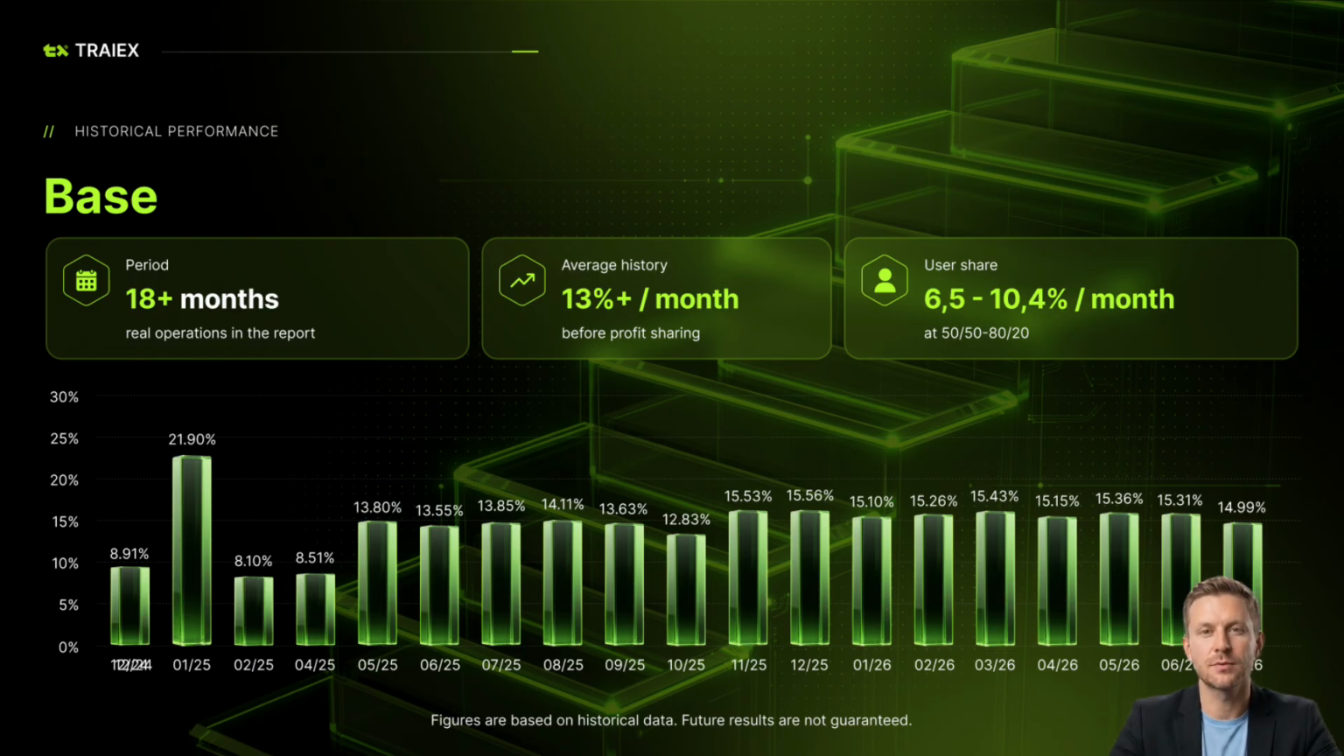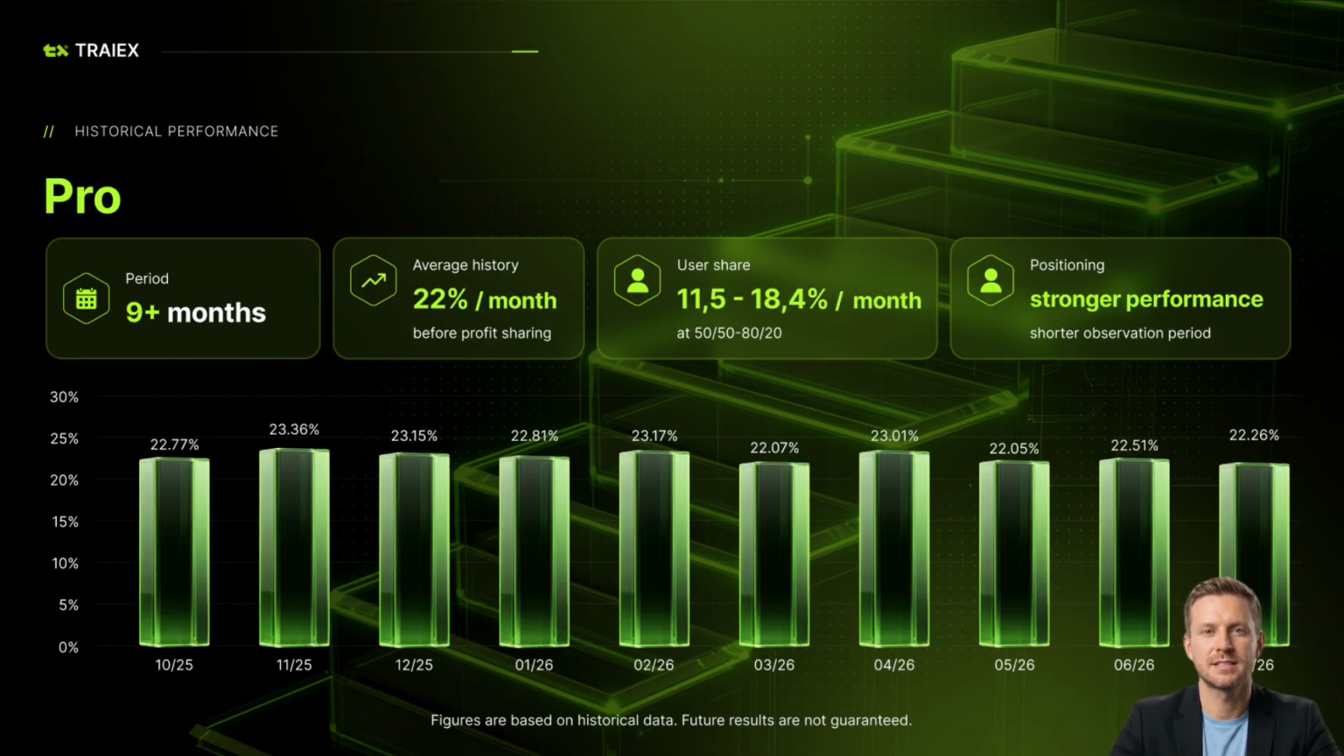The base strategy has been running for more than 18 months. In the presented report, the average historical return of the strategy exceeds 13% per month before the result is distributed between the user and the platform. Depending on the distribution level, the user's historical share ranged from 6.5% to 10.4% per month. On the chart, you see not one selected successful trade, but the month-by-month performance over the period shown. This is a historical result, not a promise that every following month will look the same.